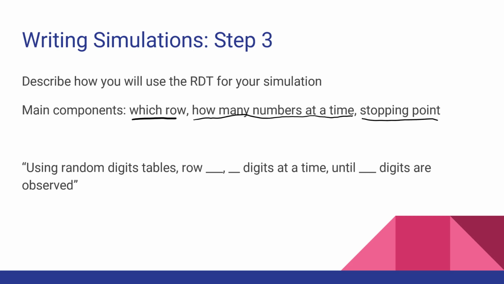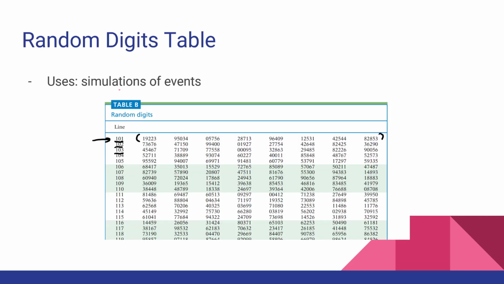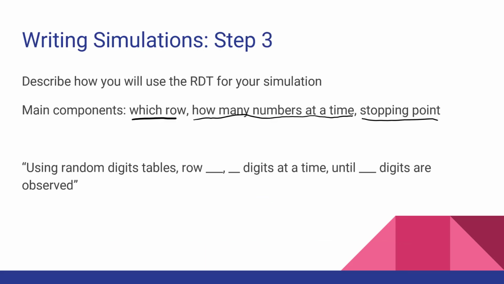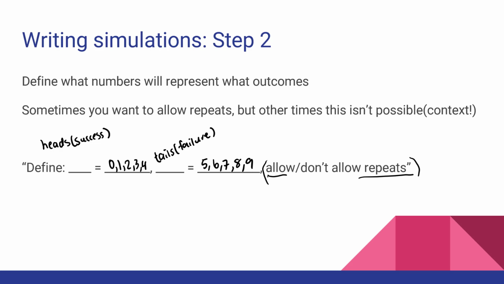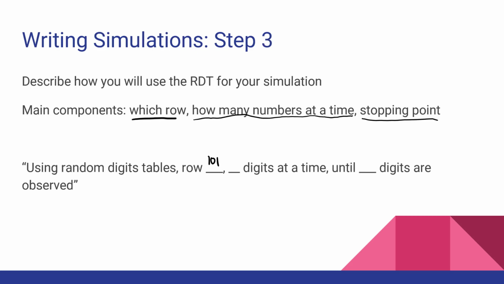So how do we write this? Using random digits table, row, and then if we come back here, in this case the first row is row 101, so we can just go with that. Row 101, and then coming to our definition, the numbers we use to represent our outcomes have only one digit, so 0, 1, 2, 3, 4, and therefore we're only looking at one digit at a time. And then we might as well just go to the end of the row each time, so until 40 digits, so that's how many numbers are in each row, are observed.